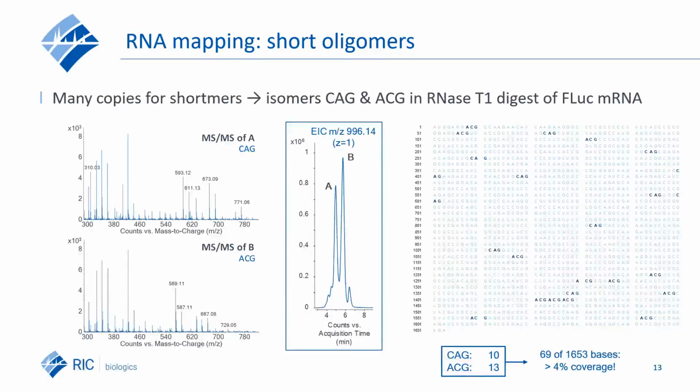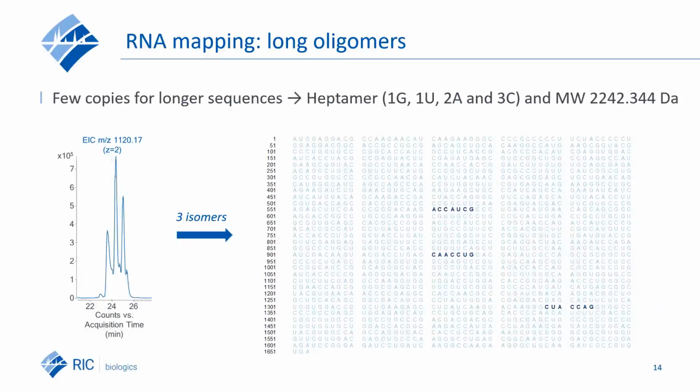This is an important problem we have to deal with. If you have very short fragments, you get a lot of copies of these fragments in the mRNA. Indeed, just with these two sequences, we can already cover 4% of the sequence. In contrast, only a few copies are present in case of longer sequences. For example, for this heptamer, we obtain 3 peaks. Indeed, the mass corresponds to 3 possible oligomers in the mRNA sequence. However, these oligomers are present only on one site in the sequence, unlike the trimer we discussed before, and this is a good thing for covering your map.